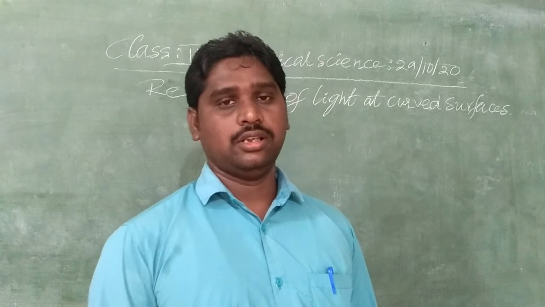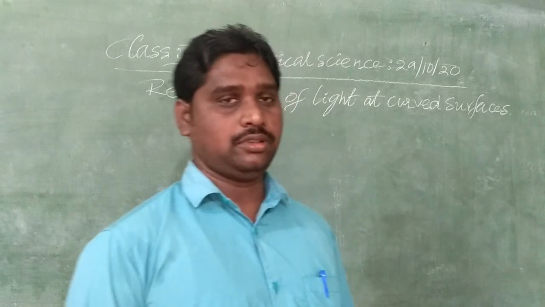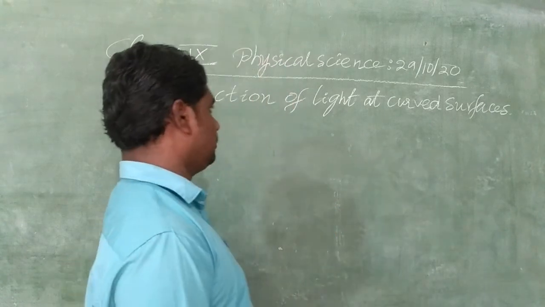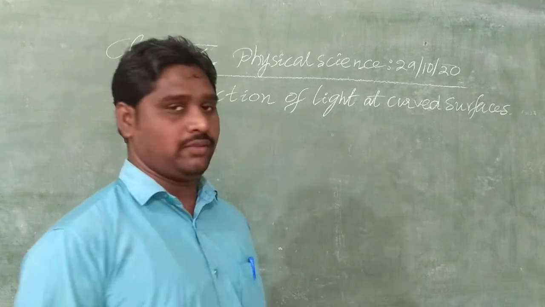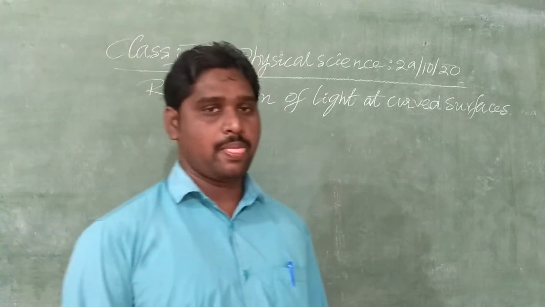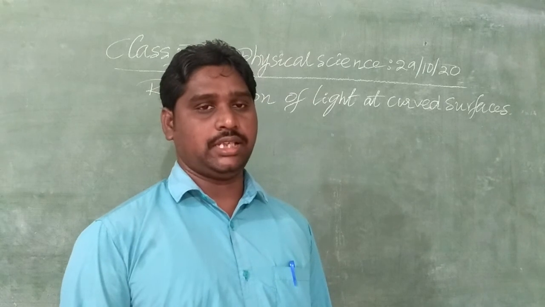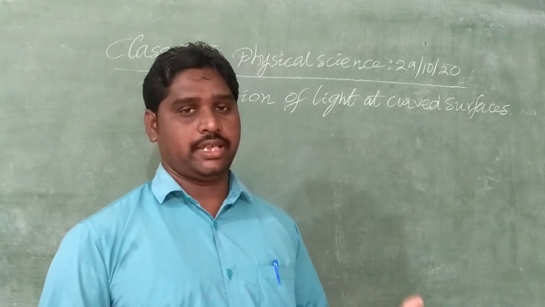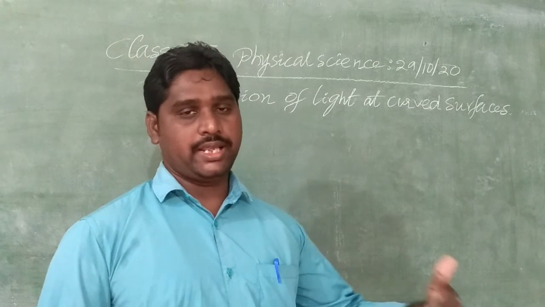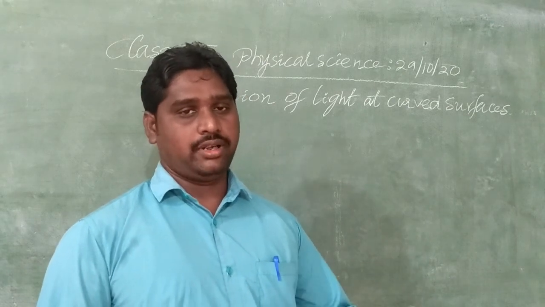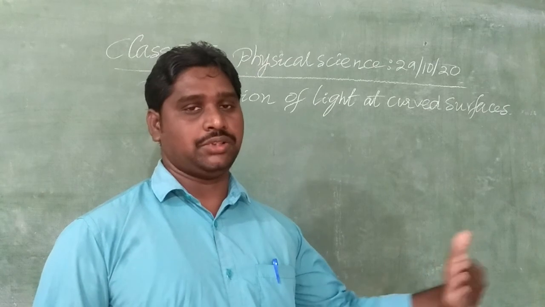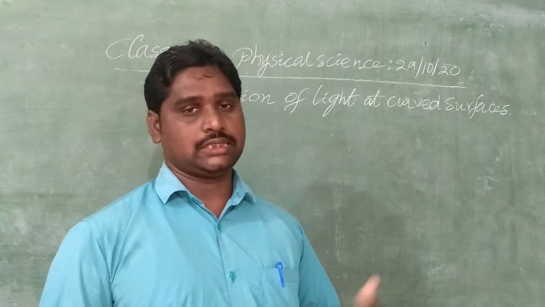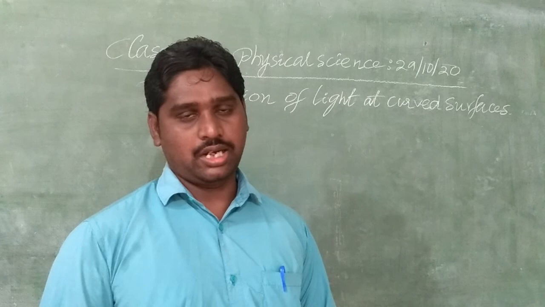Today, in this class, we discuss the chapter reflection of light at curved surfaces. But what is reflection? Reflection means when a light ray falls on a plane surface, it gets reflected into the same medium. This is called the reflection of light.